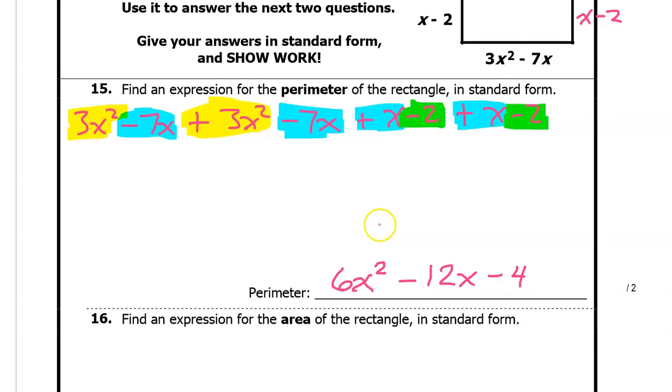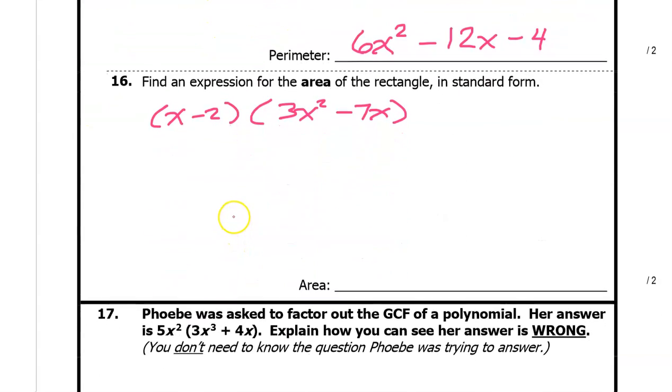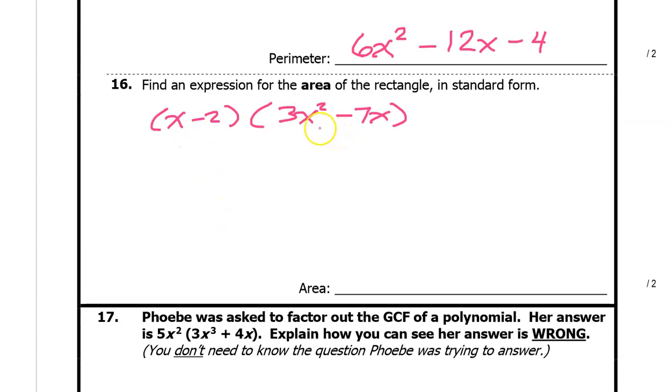Okay, now we want an expression for the area. Well, area is length times width. So for the area, we're going to multiply. So we're going to do x minus 2 times 3x squared minus 7x. All right, you multiply. So how do you multiply a binomial times a binomial? This is when you do the distributive property twice.